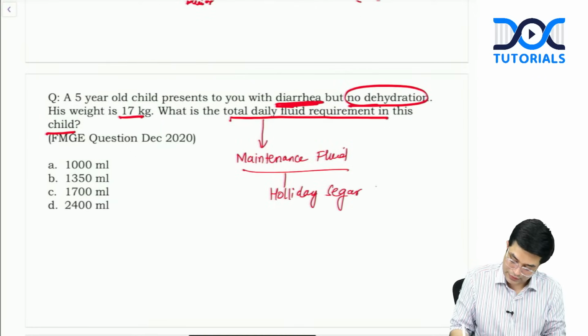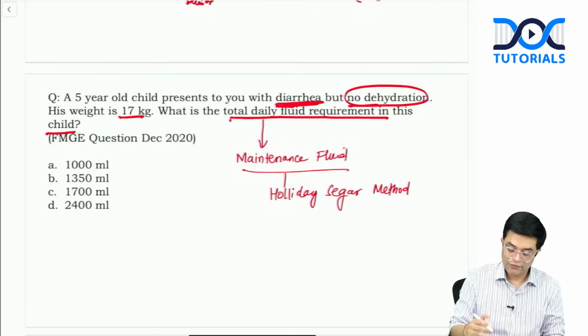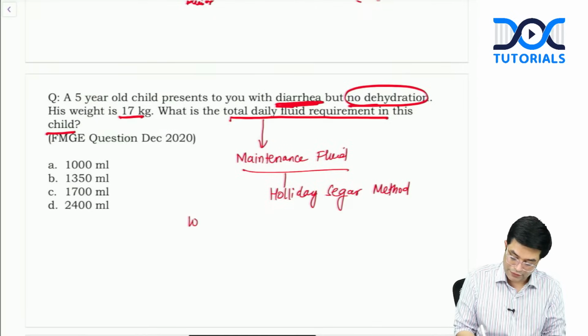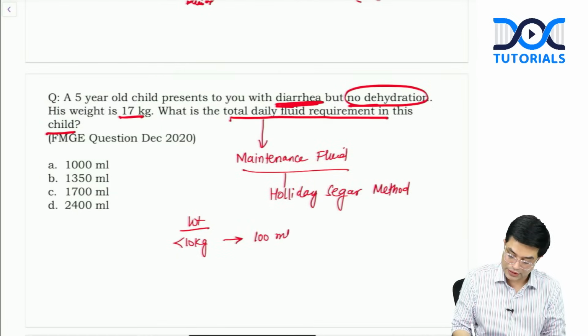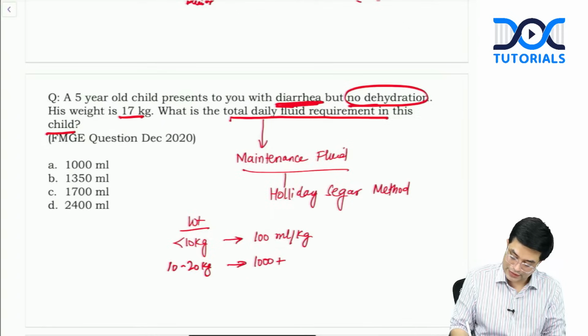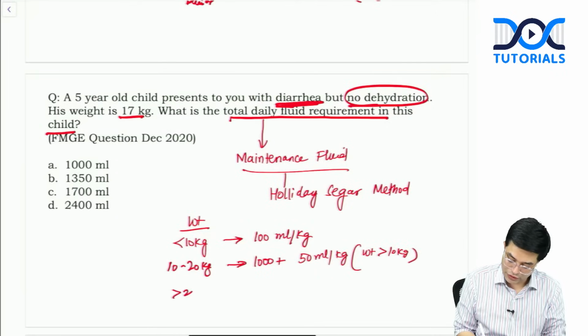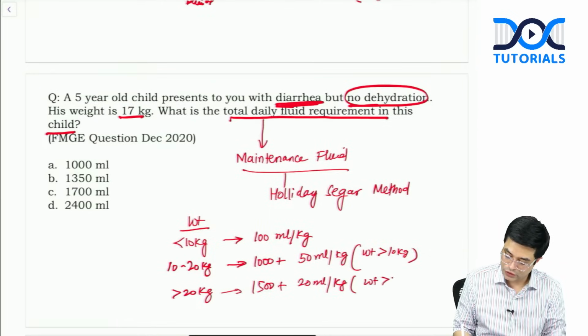Holiday-Segar method. This says that it depends on the weight of the child. Suppose the weight of the child is less than 10 kg, the total 24-hour fluid requirement is 100 ml per kg. If it is 10 to 20 kg, we give 1000 plus 50 ml per kg for every kg of weight greater than 10 kg. And if it is more than 20 kg, the formula is 1500 plus 20 ml per kg for every kg of weight greater than 20 kg.